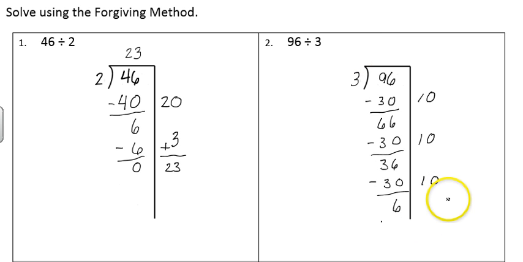And that would be 2 groups of 3. 2 times 3 is 6. And I have no remainder. Now I just need to add the total number of groups of 3 I've taken out. So I have 10, 20, 30, 32. 32 times 3 equals 96. 32 is the answer.